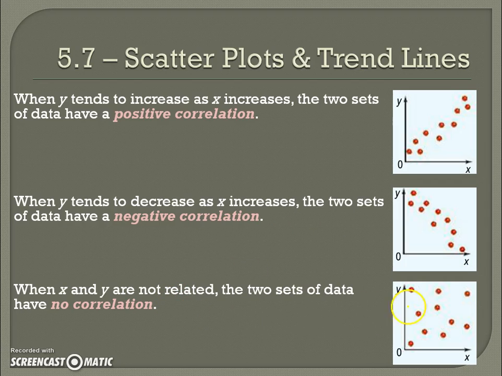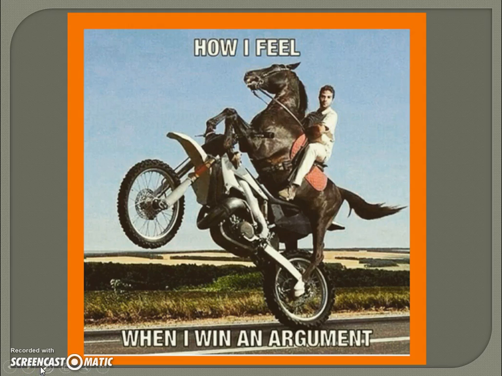When x and y do not show any type of relationship, they are plotted all over the place. That's said to have no correlation. All right, and we'll talk about different situations where this arises in just a moment. So make sure you have all this copied down as well as the examples of the different correlations to go along with it.